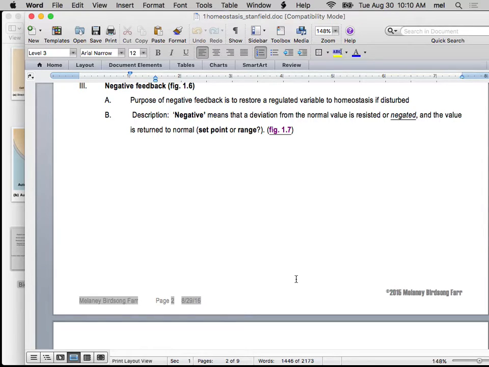So the mechanism by which you accomplish that is called negative feedback. The purpose of negative feedback is, when a variable gets out of a homeostatic ideal range, we are going to try to return it to that range. And we'll talk about the mechanisms by which you do that in just a second. But first, let's talk about negative feedback as a concept. In order to understand what negative feedback is all about, its purpose is to maintain homeostasis.